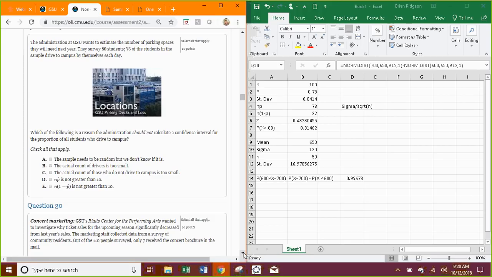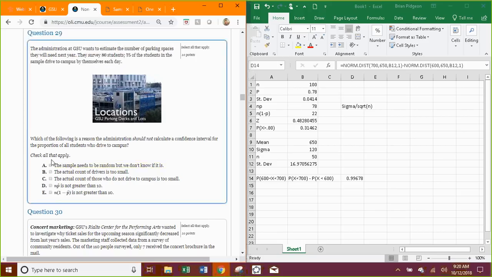All right, number 29. The admin at GSU wants to estimate the number of parking spaces they will need next year. They surveyed 80 students. 75 of the students in the sample drive to campus by themselves. Which of the following is a reason the administration should not calculate a confidence interval? So the sample needs to be random, but we don't know that it is. That's also true. It needs to be a random sample. It doesn't say anything. They just say they sampled.